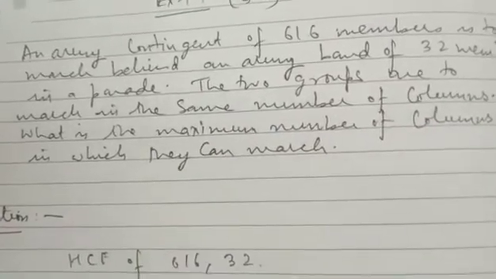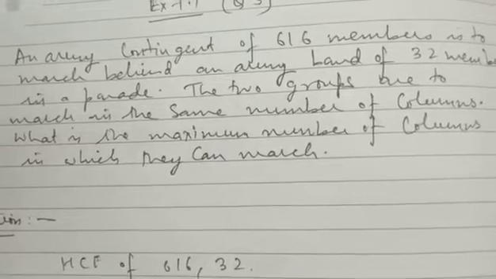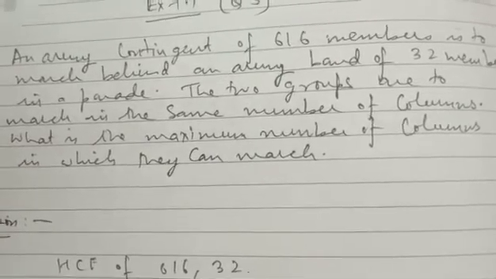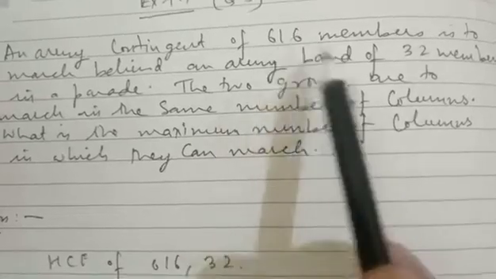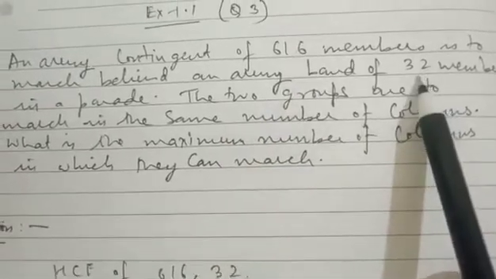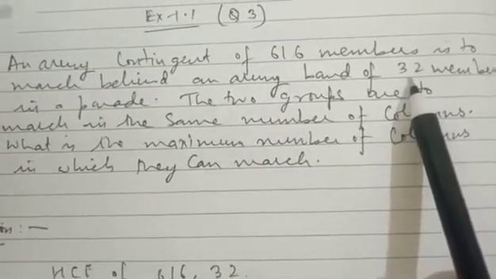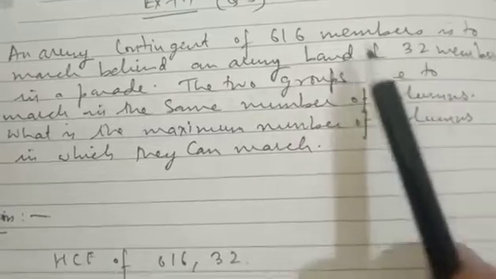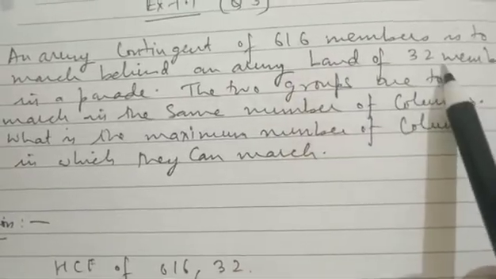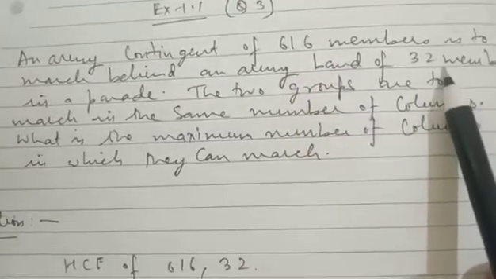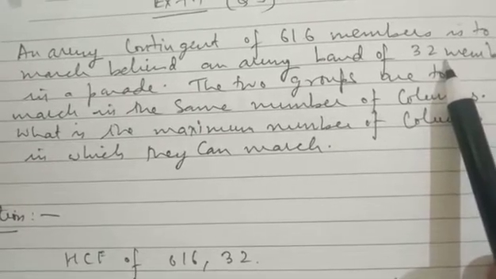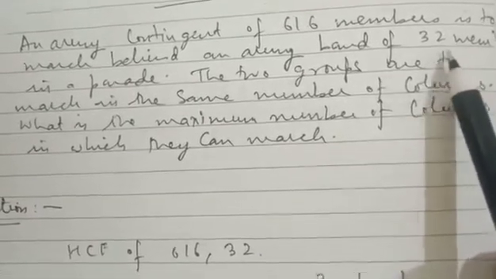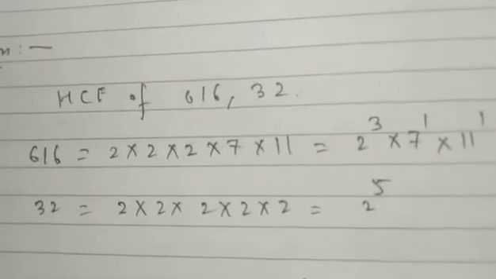Now this is the main word. That means I have to find a number which can divide the given two numbers completely. In other words, I have to find out the factors of these two numbers, and the factors can be obtained by finding the HCF of the two numbers. So the solution of this question is like this.